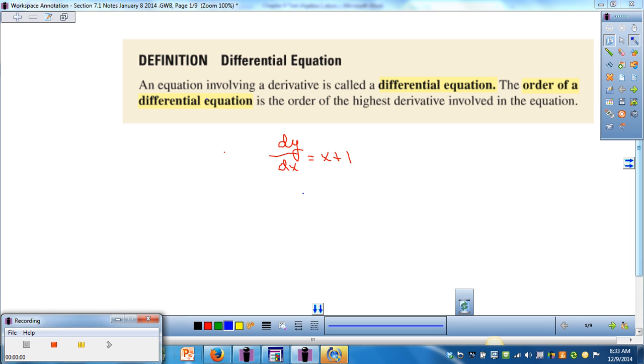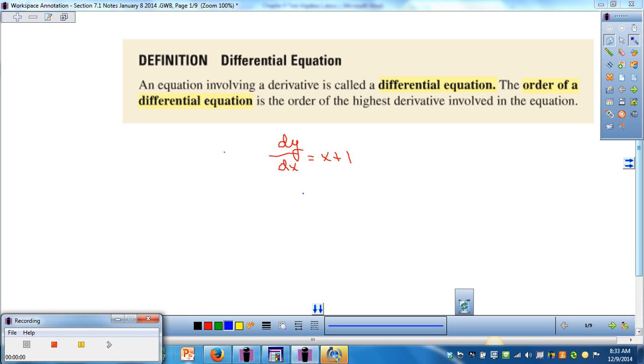We define our differential equations by order. If the differential equation has a first derivative, then it is a first order differential equation. I have an example of one right here: dy/dx equals x plus 1.